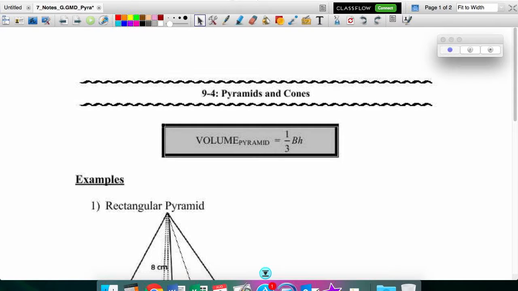9.4 is all about pyramids and cones. The volume of a pyramid is very similar to the volume of a prism. So I feel like if you can do the volume of a prism, you could easily do the volume of the pyramid. All you have to remember is that the formula is 1/3 base times height, where once again, the capital B is representing the area of the base, and that will vary depending on what the shape of the base is.